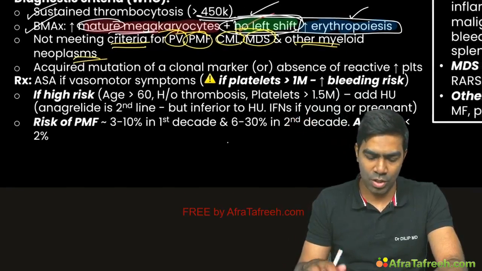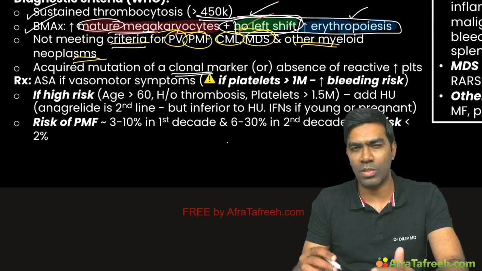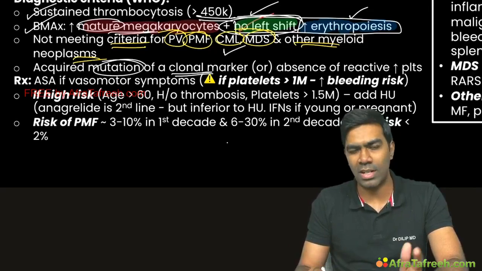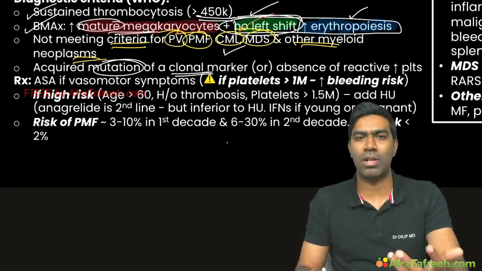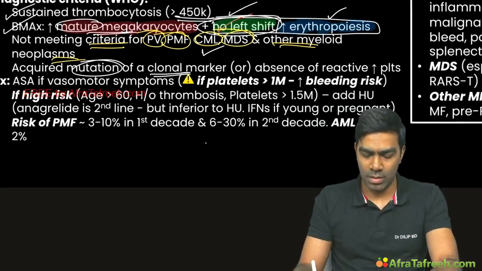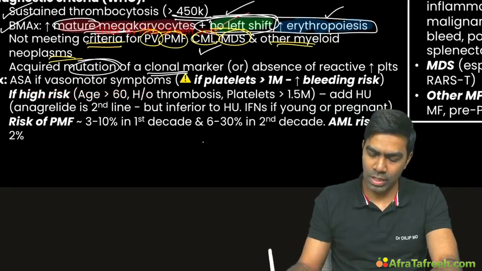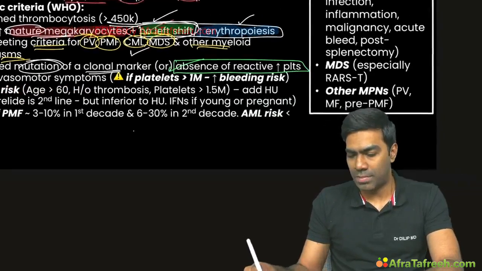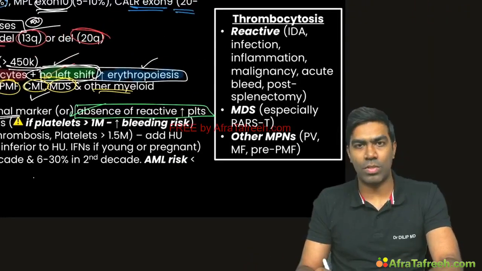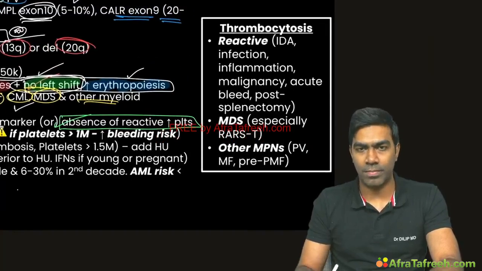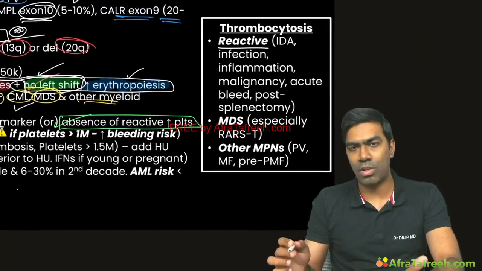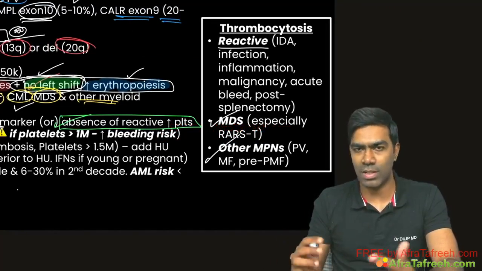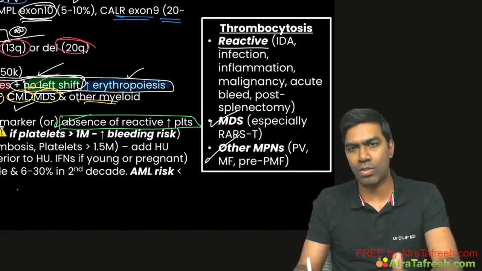And patients should have some acquired mutation of a clonal marker. This is one criterion. It may not be there because the patient may be triple negative, but one mutation generally will be there, like most commonly JAK2 or CALR or CMPL. Or one can also prove that the patient is not having any reactive thrombocytosis. You have to prove the absence of any causes of reactive thrombocytosis. That's very important. That's an alternative. So you can divide thrombocytosis into reactive thrombocytosis, and thrombocytosis due to MDS and other myeloproliferative neoplasms, which are nothing but primary thrombocytosis. Reactive is also called secondary thrombocytosis.